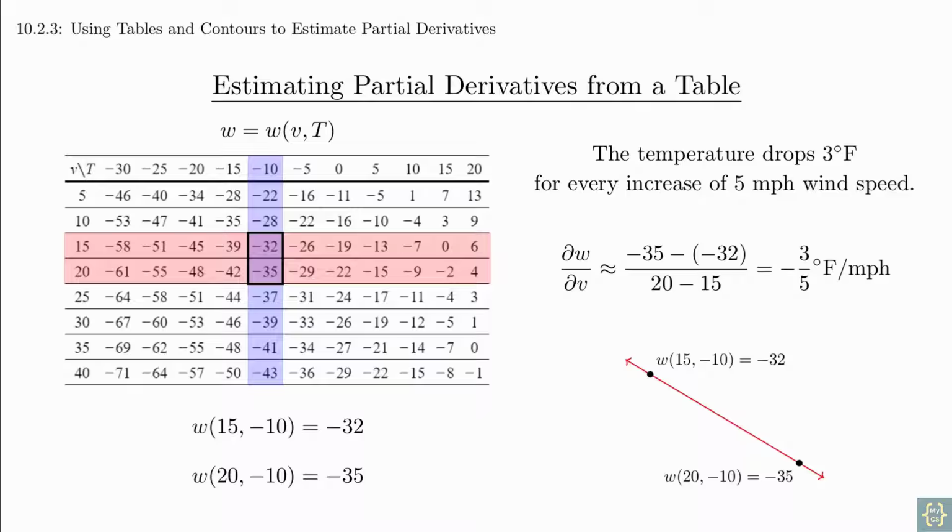This value is the slope of the line that passes through the 2 points on the graph. And that is the basic intuition of what it means to be a partial derivative. How much does the function change if you change one of the input variables by a small amount? Remember that this is not an exact derivative, since we're not actually taking a limit. We're just making an estimate.